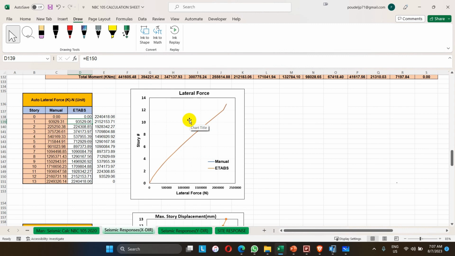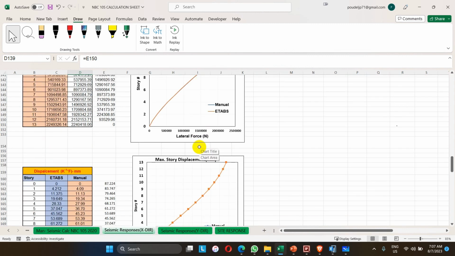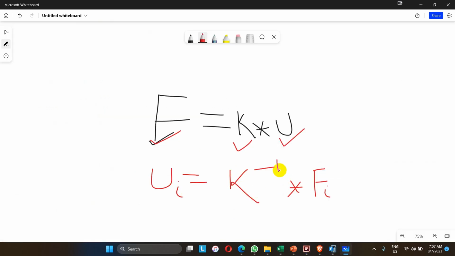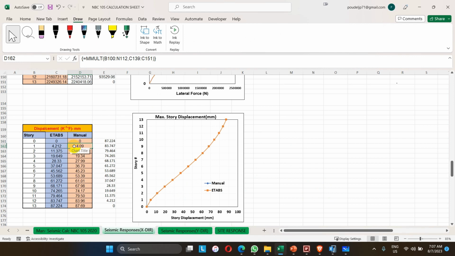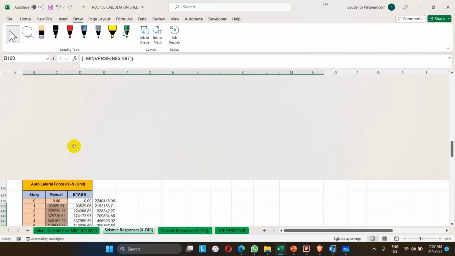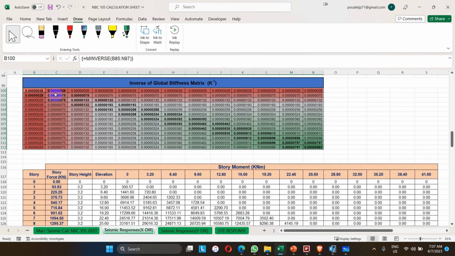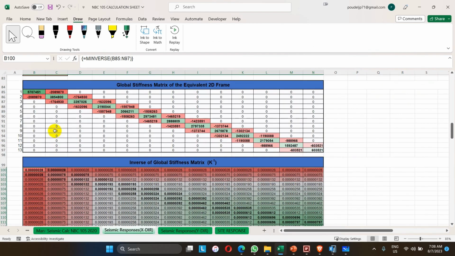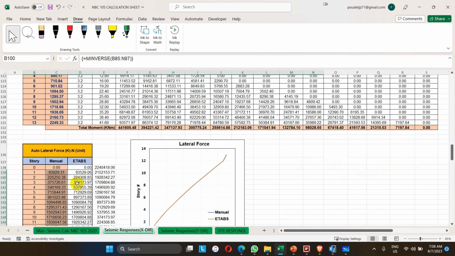So after this, let me go to the story displacement. Here, for the manual calculation of story displacement, we have to multiply the inverse of the global story stiffness matrix with the story force. So here, this matrix is multiplied to this story force to get the story displacement.